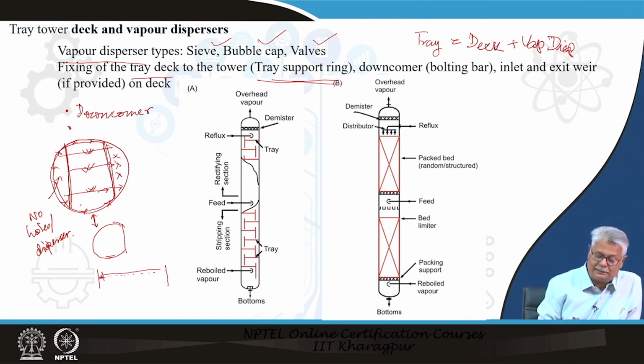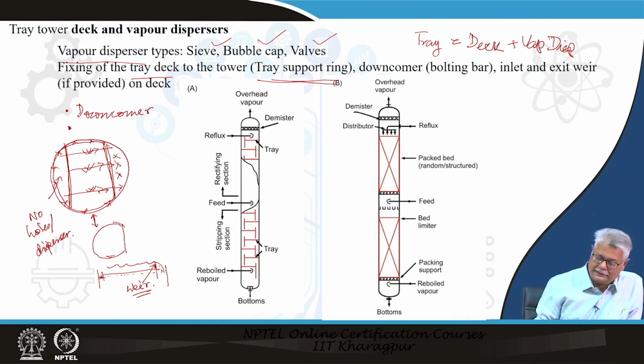You are expected to have a level of liquid because your liquid flows across this. So, definitely you would like to have a particular level of liquid on your tray, and in order to ensure that you have a level of liquid on your tray, what you provide here is a weir. It is nothing but like a dam, and over the dam the liquid flows down this way.